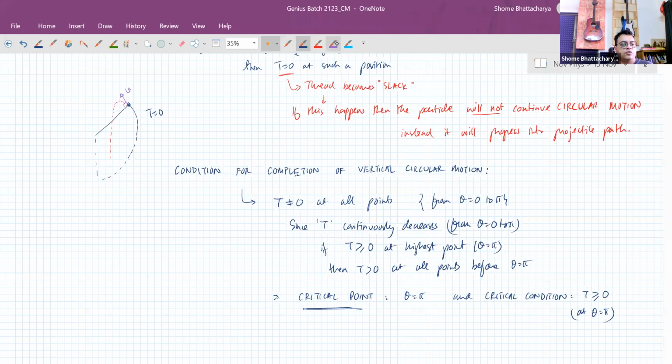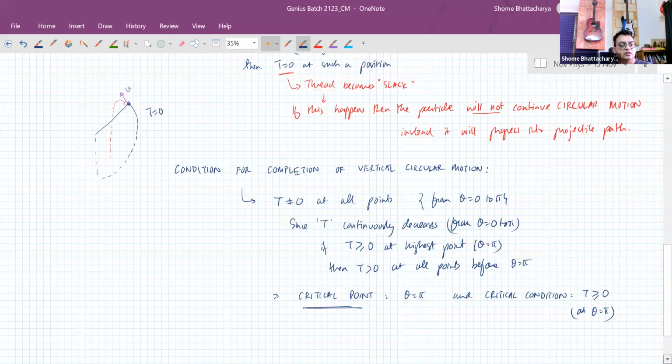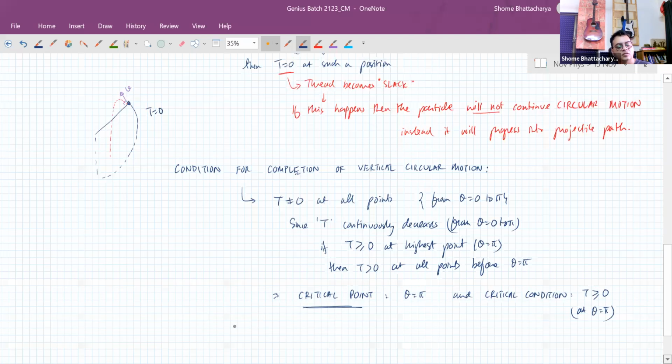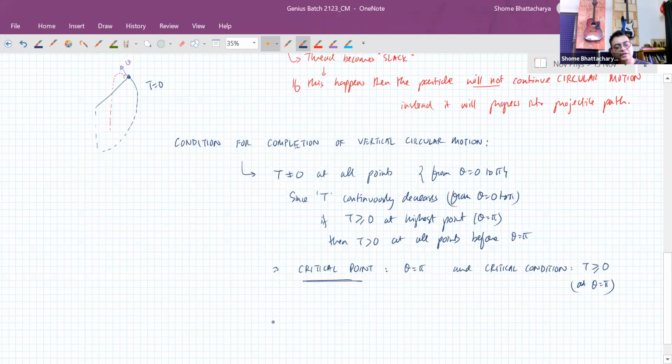So now what I will set you to do, which we'll derive ourselves also, is find the condition on V0, that is the speed at the lowest position, so that tension should be greater than or equal to 0 at theta equal to pi. Okay. Try this yourself.